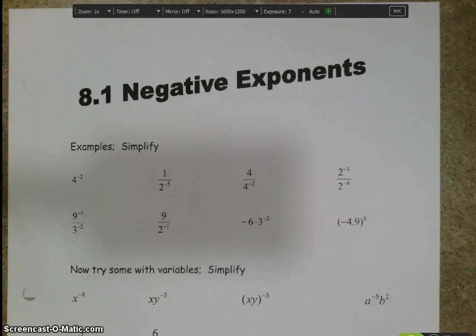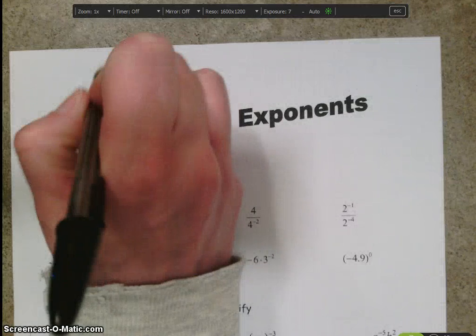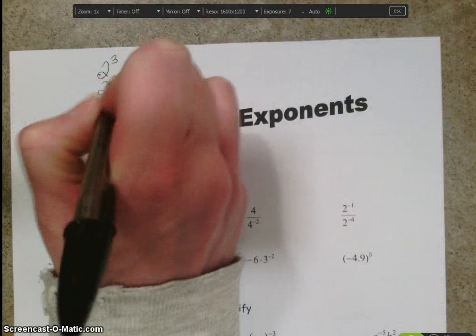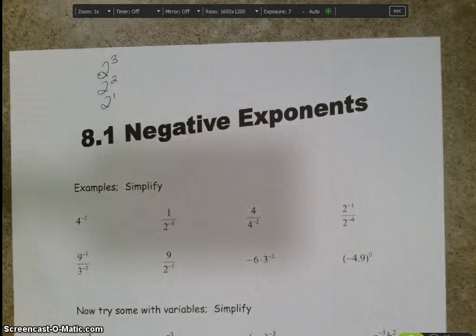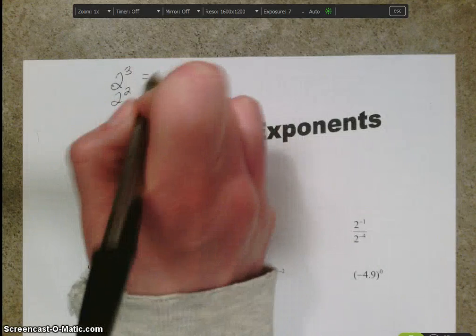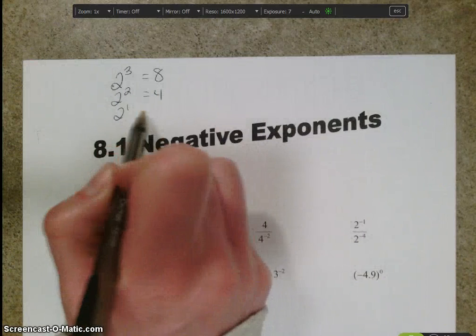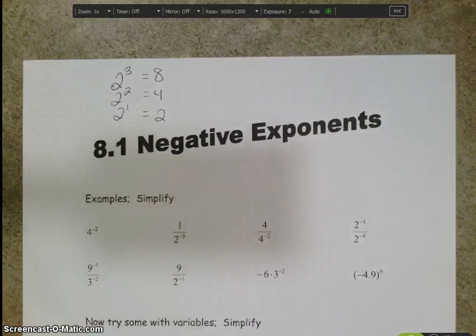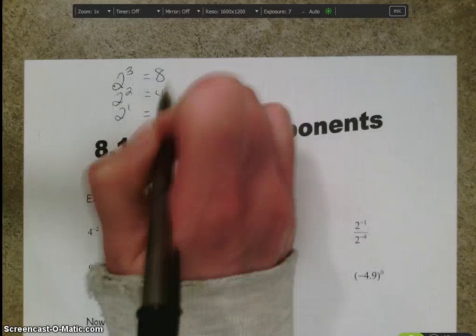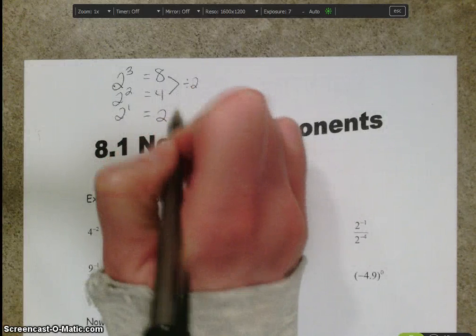We're going to do negative exponents. So I'm going to show you very quickly some things you already know. You know 2 to the third is 8, 2 times 2 times 2. 2 squared is 4. 2 to the first is 2. And if you look at the pattern that happens, it divides by 2 every single time.